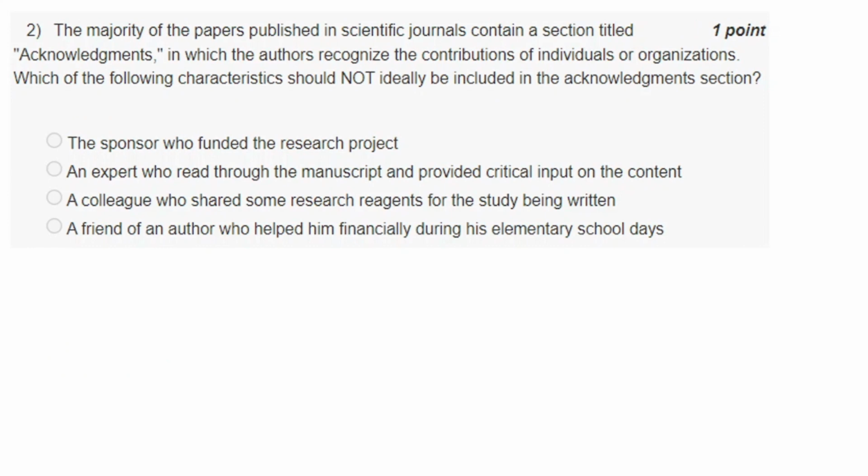Moving on to the next question. The majority of the papers published in scientific journals contain a section titled Acknowledgements, in which the authors recognize the contributions of individuals or organizations. Which of the following characteristics should ideally be included in the acknowledgement section? Should not ideally be included in the acknowledgement section. Anybody? Last option, ma'am. Yeah, correct.